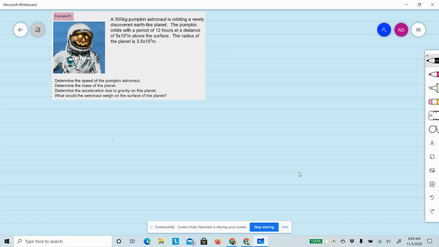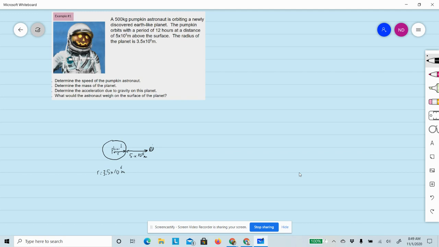All physics problems, you draw a picture. Here is the planet. We know the radius of this planet, R equals 3.5 times 10 to the 6th meters. And the pumpkin astronaut is out here, some distance, 5 times 10 to the 5th meters above.